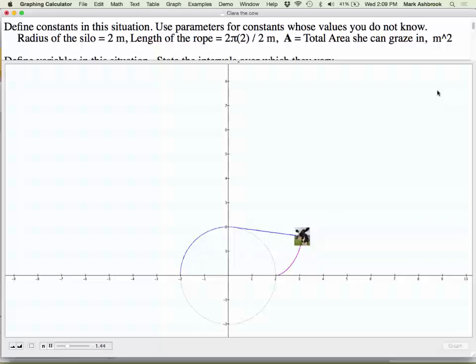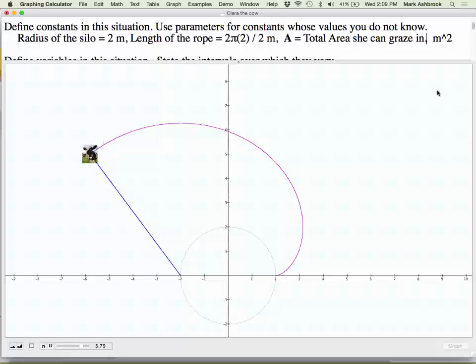Okay, so I came up with two constants and one parameter. The radius of the silo, 2 meters. The length of the rope would be 2 pi r over 2, whatever that value comes out to be. So we know that number. And then I've got as a parameter, A is the total area she could graze in. Would be a constant, right? The total area she's able to graze in would be constant in this situation. Does it make sense? Anyone dying to share one that I didn't put up there?